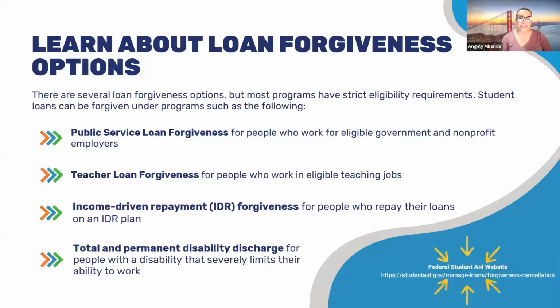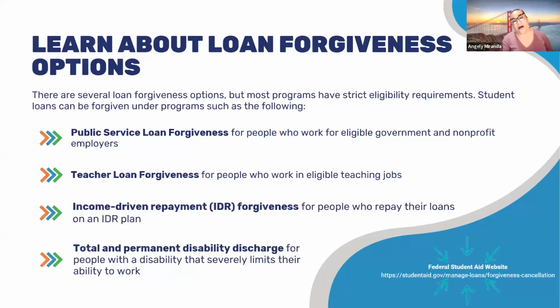All right. So, learning about student loan forgiveness options. There are several loan forgiveness options out there, but again, these programs have strict eligibility requirements. One of the very popular ones is Public Service Loan Forgiveness. This is for people who work for eligible government and nonprofit employers. You'll pay a specific amount per month for 10 years, and of course you have to meet requirements. After 10 years of being on an income-driven repayment plan, you'll be able to get the rest of your loans forgiven.